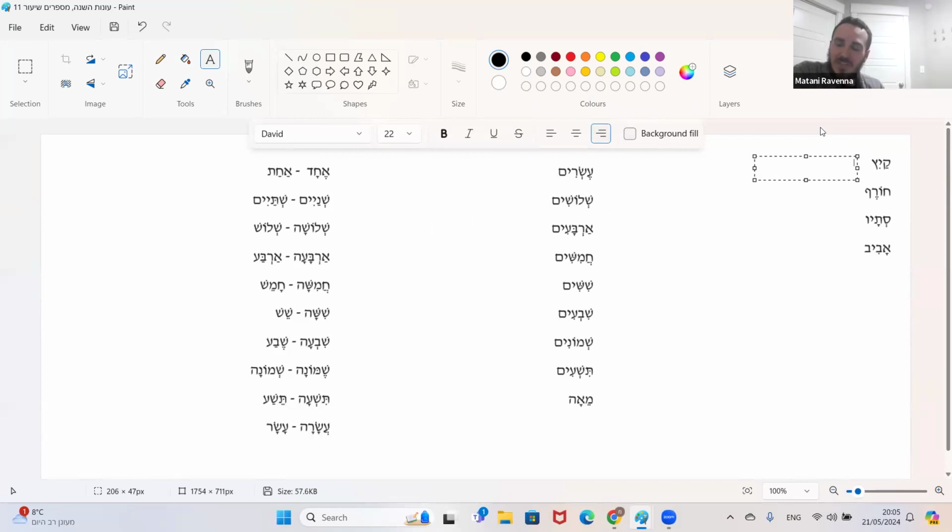We have the kuf with a patach underneath, making it a ka. We have the yud after it, with a dot underneath, making it a yi, ka yi. And followed by the final tzadik, or tzadi, which makes it kaitz, which means summer. Okay, kaitz, summer.